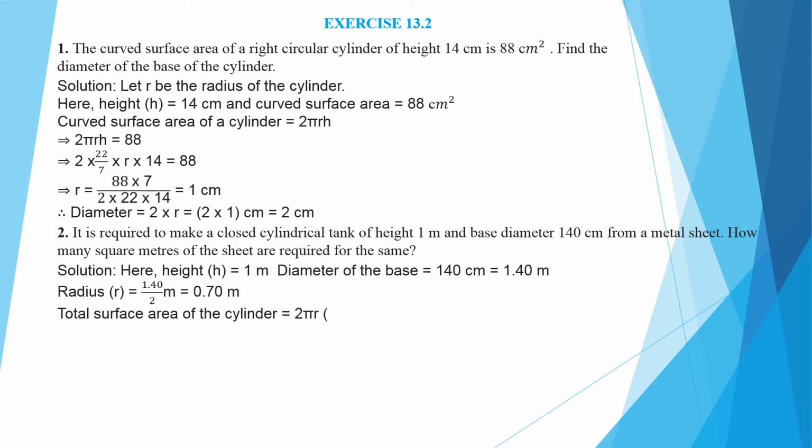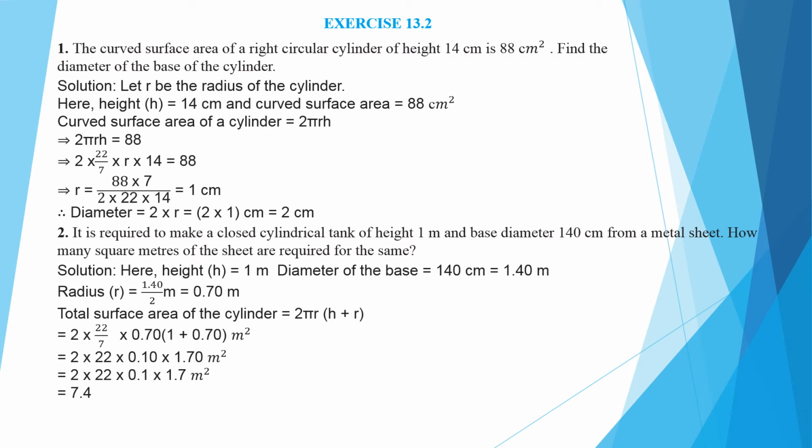Now the total surface area, because it is closed, is 2 pi r in bracket h plus r. So 2 into 22 by 7 into 0.7 in bracket 1 plus 0.7. On putting the values and doing the calculation, we get 2 into 22 into 0.1 into 1.7, that is 7.48 meters square. This is a simple calculation, but we need to be very careful while doing it. So the required sheet is 7.48 meters square.